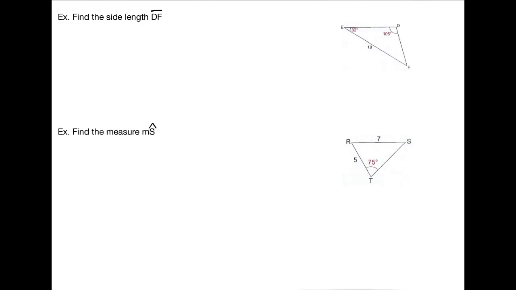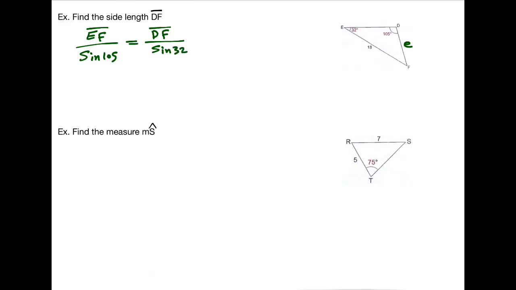So I'm going to call the side DF little e, okay, which is opposite to angle E. I'm going to find the value of e. Let's write the law of sines here. So it says EF over sine of 105. This must be equal to DF divided by sine of 32.